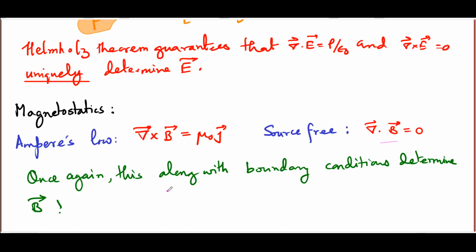And once again, Helmholtz theorem guarantees that this would be enough to calculate the magnetic field at a point uniquely, provided the current dies out fast enough at infinity and the magnetic field itself vanishes at infinity. So let us make a brief detour into electrostatics so that we can motivate the uniqueness theorem.